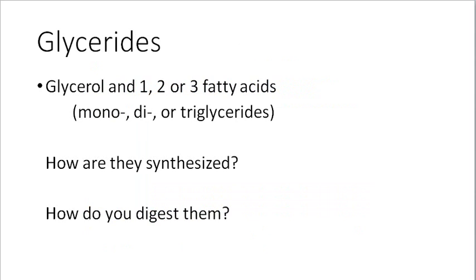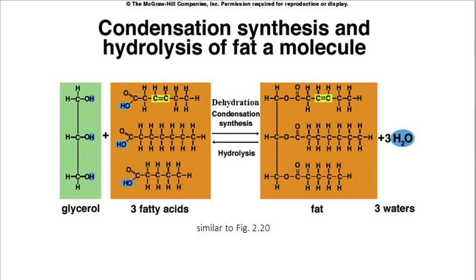Glycerides are lipids that are made from glycerol and 1, 2, or 3 fatty acids. Monoglycerides contain 1 fatty acid, diglycerides have 2 fatty acids, and triglycerides have 3. Let's look at how they're synthesized and how they're broken down during digestion. In the green box is glycerol. Using condensation synthesis, the same kind of reaction used to make polysaccharides, 1, 2, or 3 fatty acids can be bonded to the glycerol. A molecule of water is released when each fatty acid is attached.